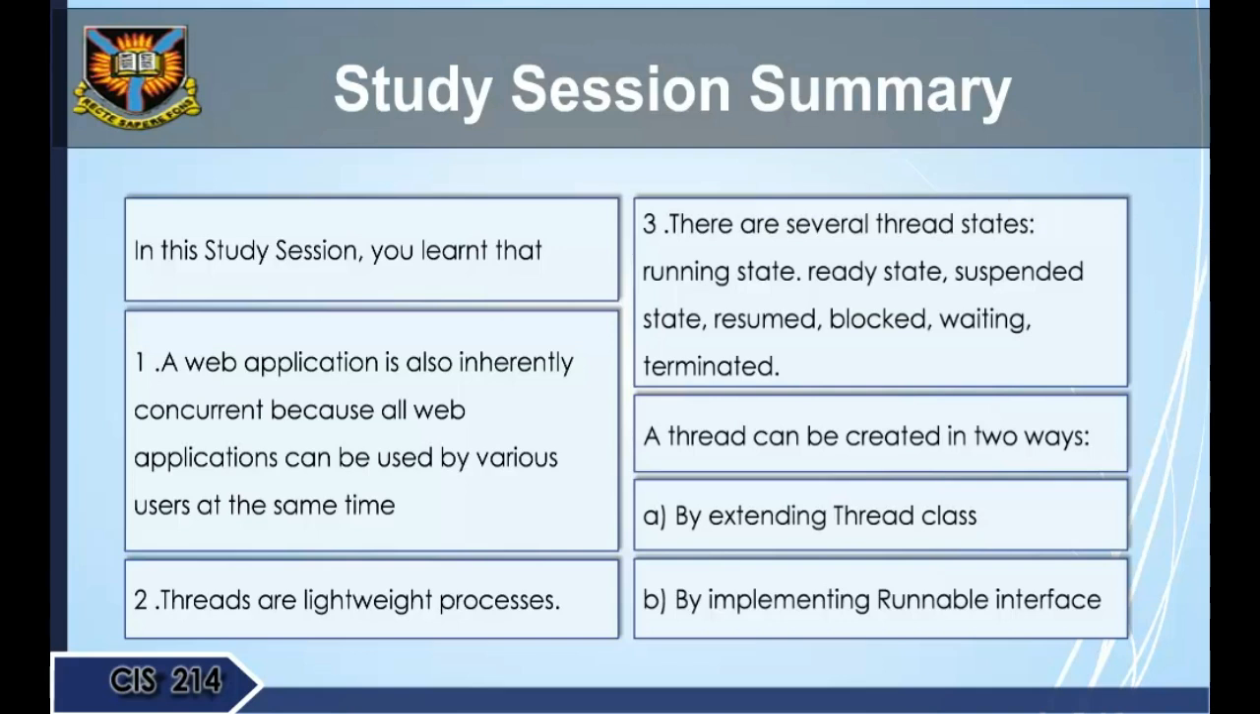A thread can be created in two ways: A. By extending the Thread class, B. By implementing the Runnable interface. This is the end of study section 9.